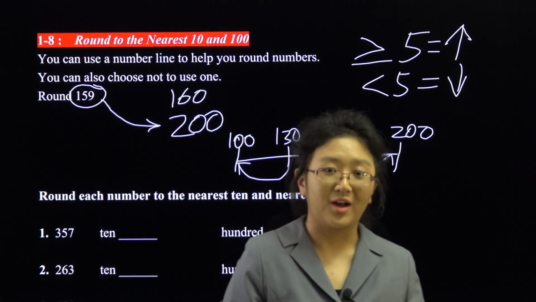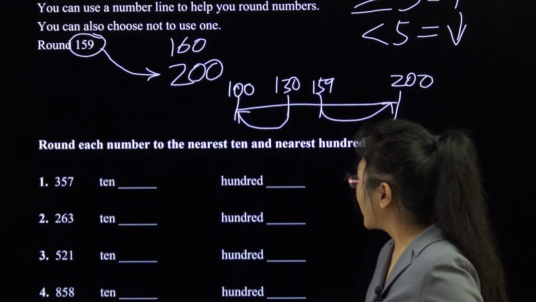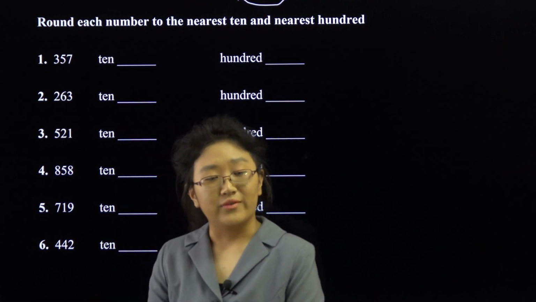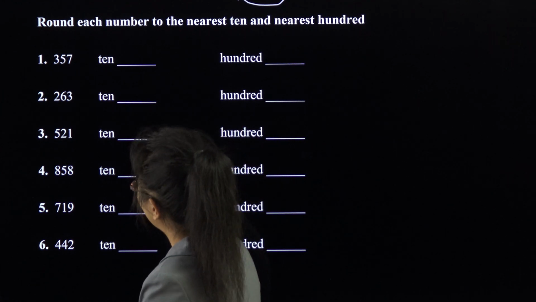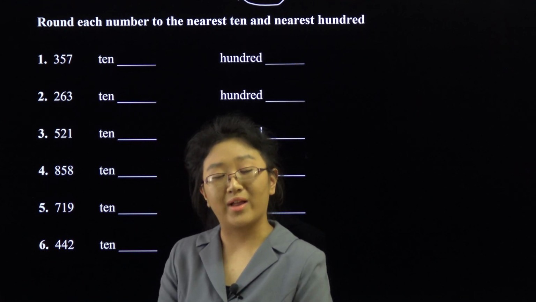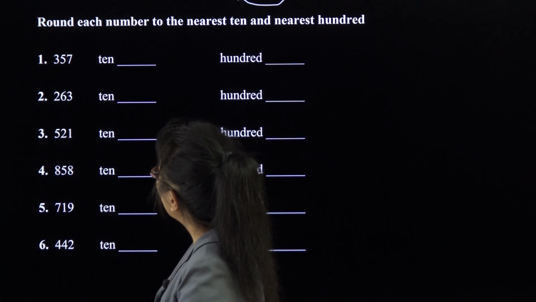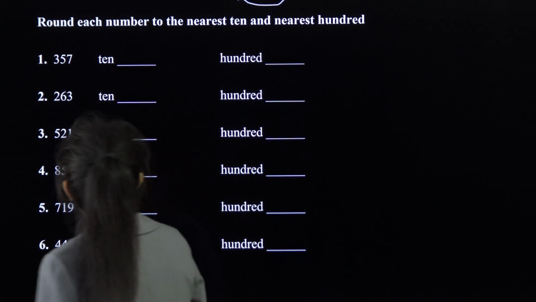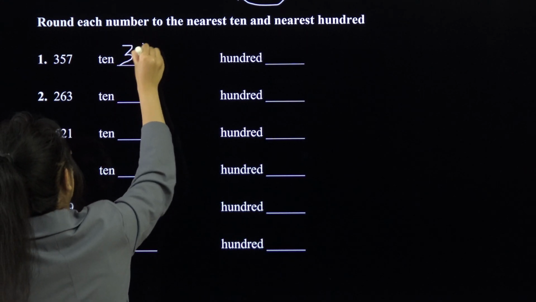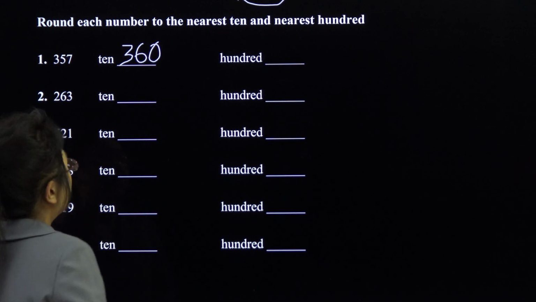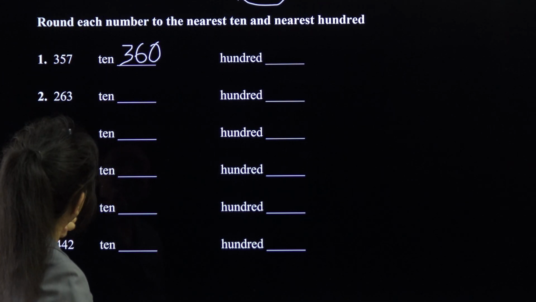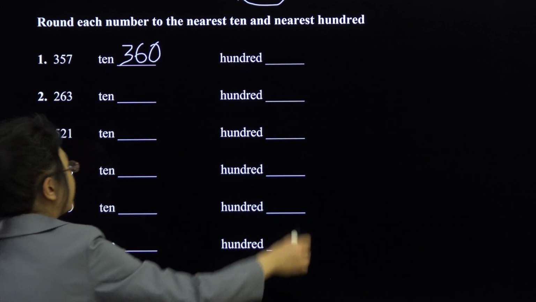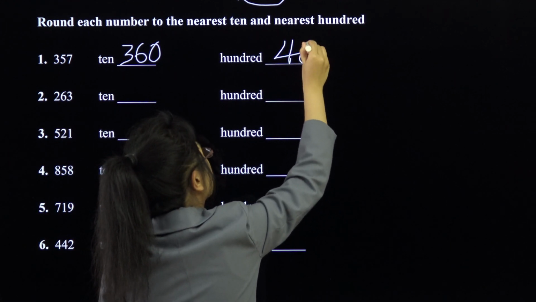We're going to do some exercises. Round each number to the nearest 10 and nearest 100. 357. How would we round that to the nearest 10? Well, we look at the ones place, and the ones place is a 7, and 7 is bigger than 5. We round up to 360. What about the nearest 100? Well, we look at the tens place, which is a 5. 5 is equal to 5. We round up to 400.